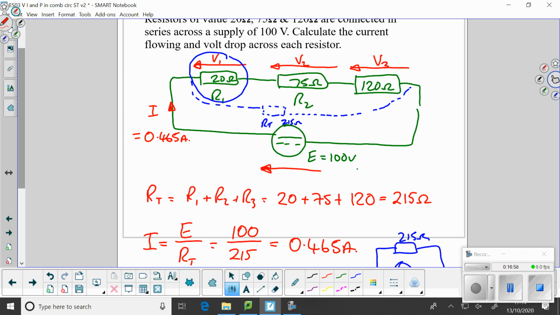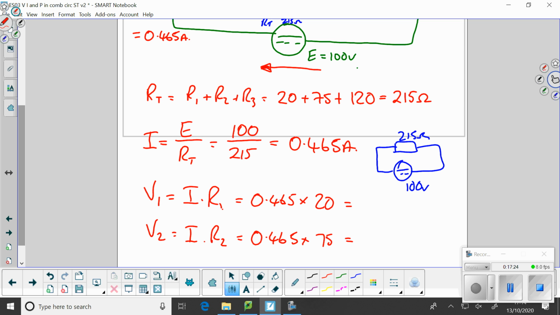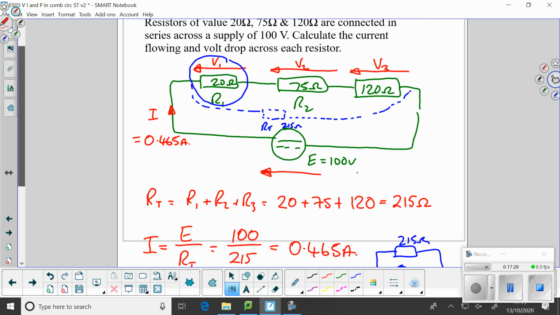The current has gone through both resistors, but we lose I times that resistance across there. That would leave us with the remainder of 100 volts. We'll lose a bit more across there, and then the rest across there. But you think in this calculation I should use 75 plus 20? If I did that, Christian, I would be calculating the voltage across the two resistors together.